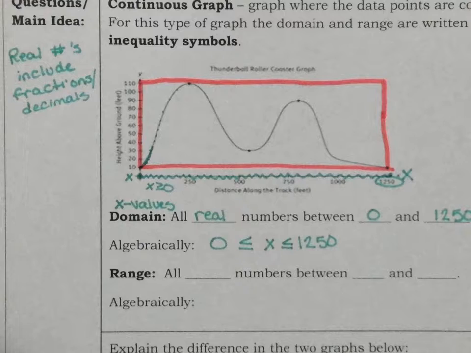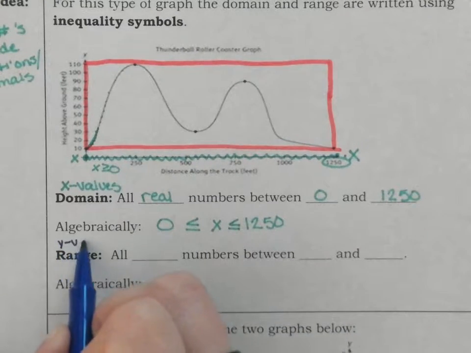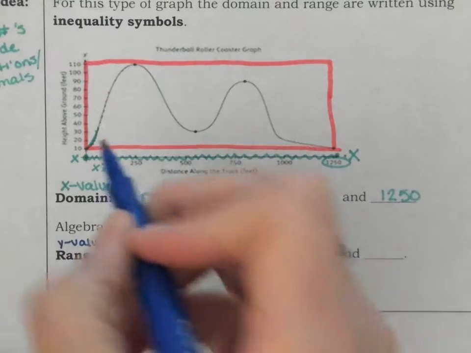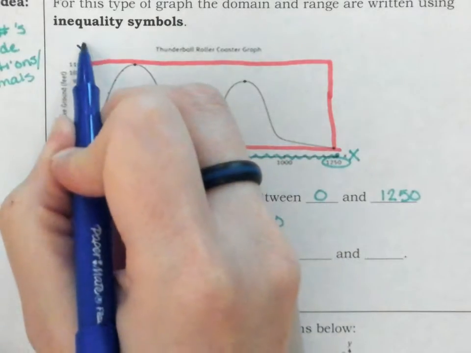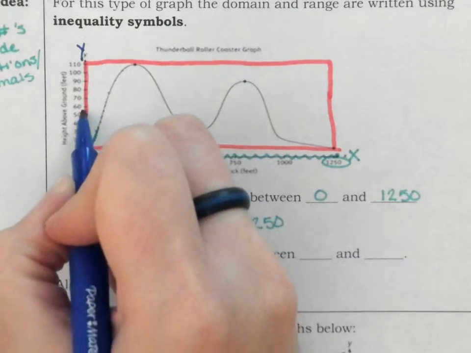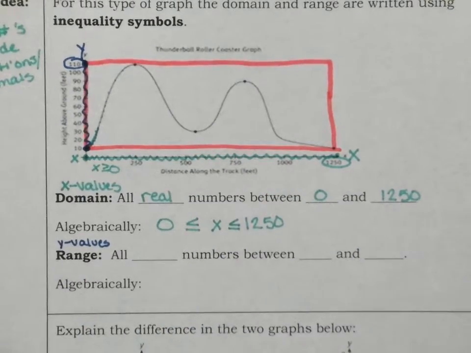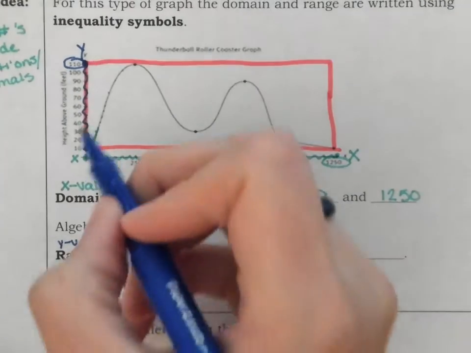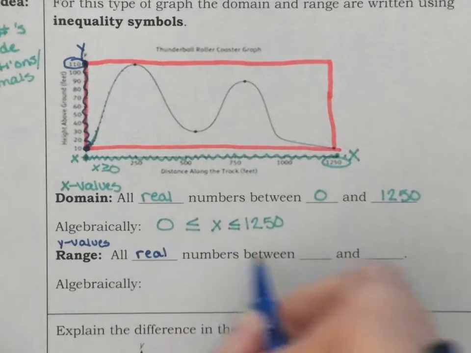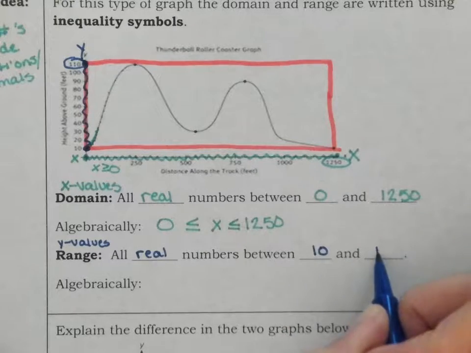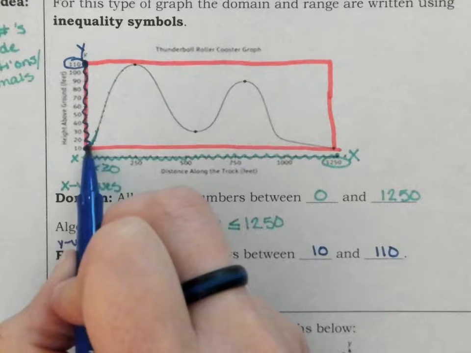Your range, we're going to look at the y values, okay? And we're going to say it starts here at 10 because that's where my box started on the y-axis, and it goes all the way up to 110. So from 10 to 110, and again, we're including every single number, so we would say all real numbers between 10 and 110. This one did not start at 0. It started here at 10. That's where my box starts.